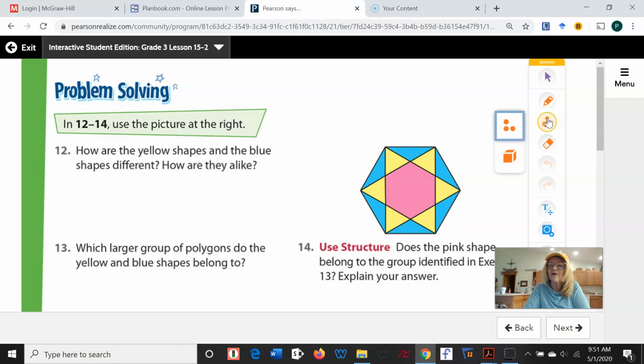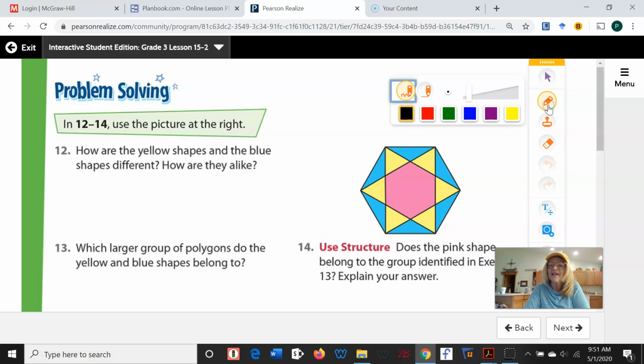Oh, what's my stamps look like? Oh, no, that's not going to work. Okay, I was hoping. Okay, let's go ahead and just go to our pen tool.